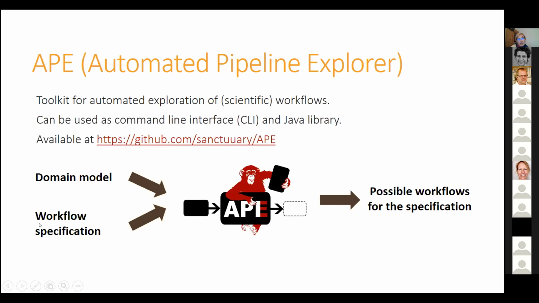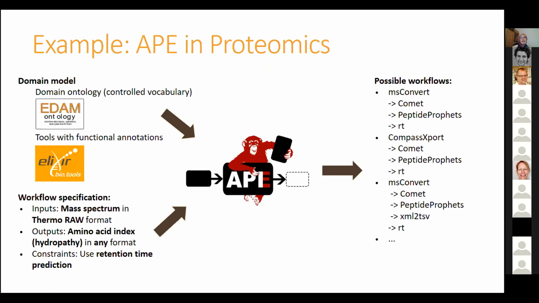Then we have a second input, the workflow specification. That's a bit like in Google, the query or the search that you put into the route planner, where you say, this is my input, that is my intended output, these are the ideas I have on the way. And providing Ape with that will usually give you a list of possible workflows for this specification. Maybe an example will make it a bit more clear. It's again an example from proteomics.